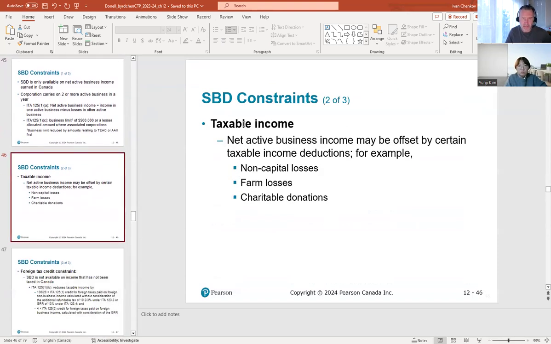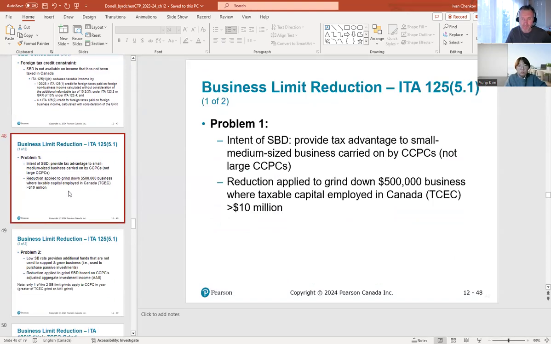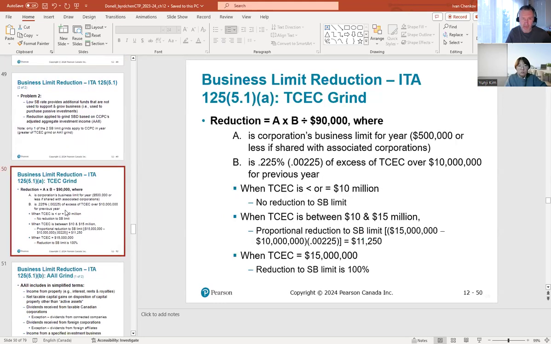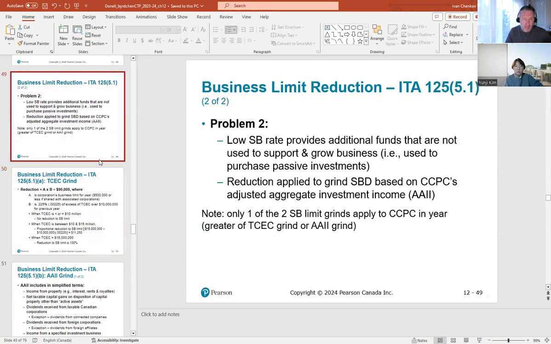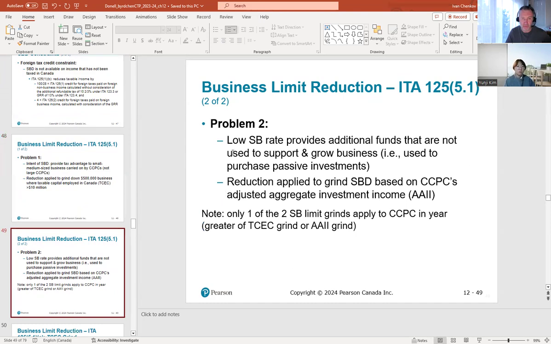Let me see if they give you some constraints on the taxable income, charitable donation. Let me see if there is any example. I want to see if there's an example here rather than just speaking. Problem one, problem two. Let's see problem one. Business limit reduction is intended so that the small business deduction provides tax advantages to small businesses, not large ones. The reduction is applied to grind down the business income taxable. Problem two: the low small business rate provides. Okay.